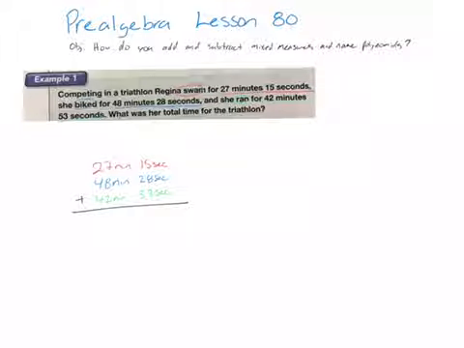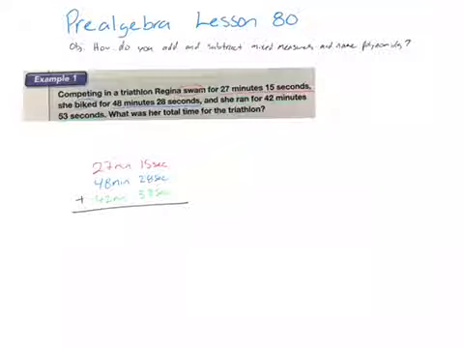This is example 1. It says, competing in a triathlon, Regina swam for this length of time, biked for this length of time, and ran for this length of time. What was her total length of time in the triathlon? So I just wrote those all out here. So all I need to do is add these all up.